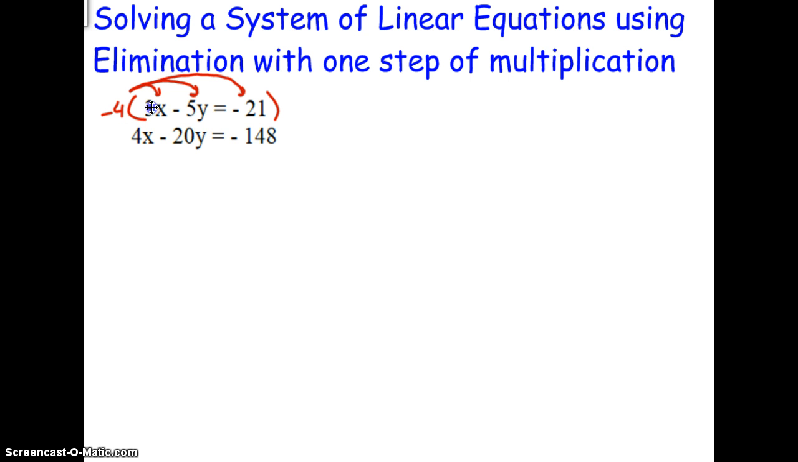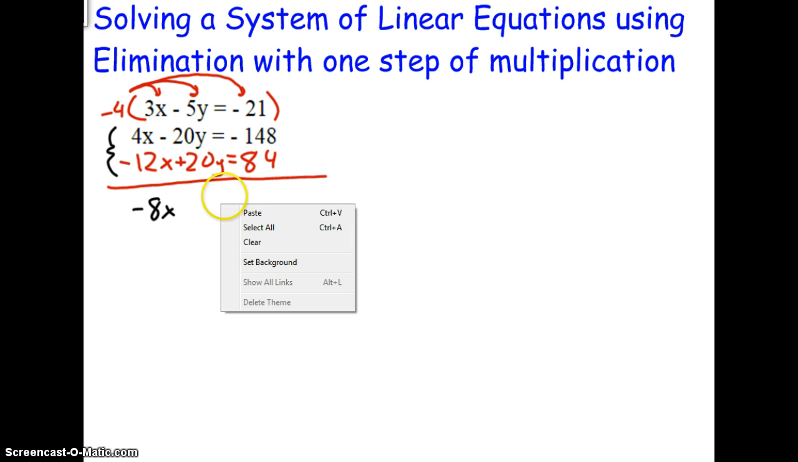values in that equation. So negative 4 times 3x is negative 12x, and negative 4 times negative 5y is positive 20y, or plus 20y, and negative 4 times negative 21 is positive 84. So now my new system of equations, I'm going to use these two equations and kind of ignore my first one for now. So 4x minus 12x is negative 8x, and negative 20y plus 20y, those cancel out, or they're 0y, so I'm going to ignore them. And then negative 148 plus 84 is negative 64.